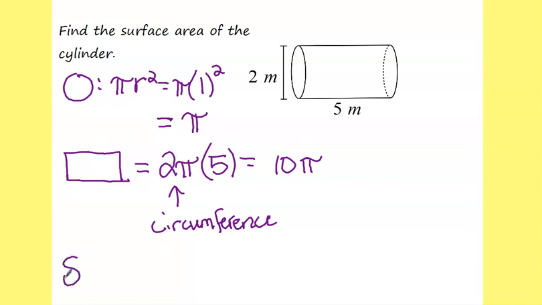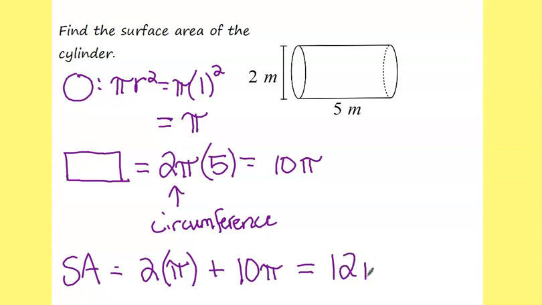Then to get my surface area, I have two bases, so two circles where the area is pi, and then I have the area of that rectangular portion, which is 10 pi. So this is going to come out to be 12 pi. We could get the decimal equivalent here as well, but it's going to come out to be exactly 12 pi meters squared.